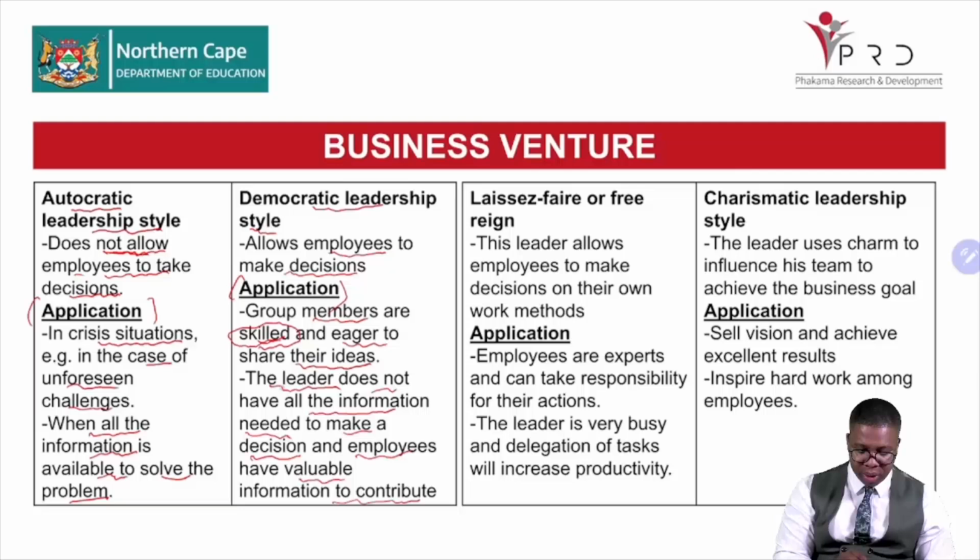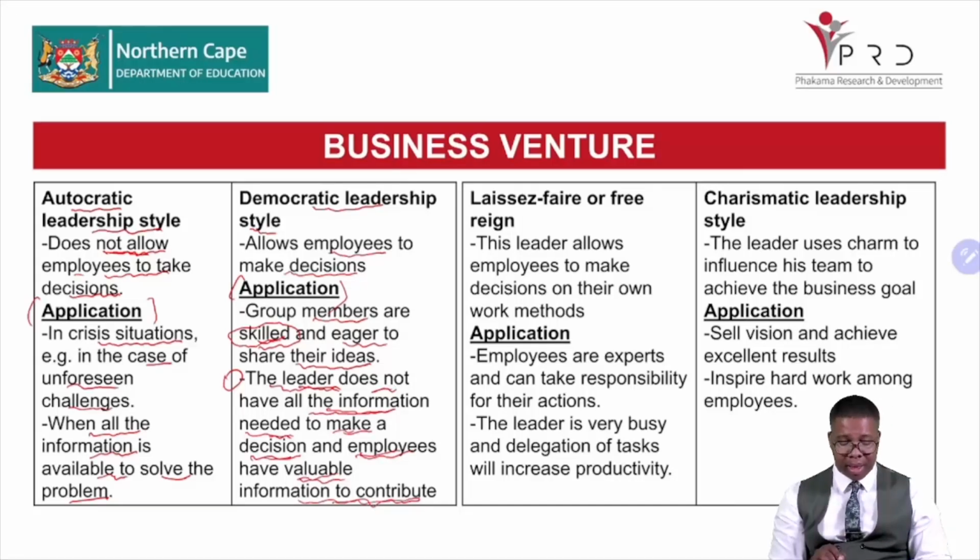So even with this regard of the second point, it says when the leader does not have all the information needed to make a decision, and employees have valuable information to contribute, they become part of the decision making. So it means the employees must be skilled and they must have knowledge for them to be part of the decision making. Hence, a democratic leader should ensure that employees are skilled and they are eager to share their ideas before they can be part of the decision making.